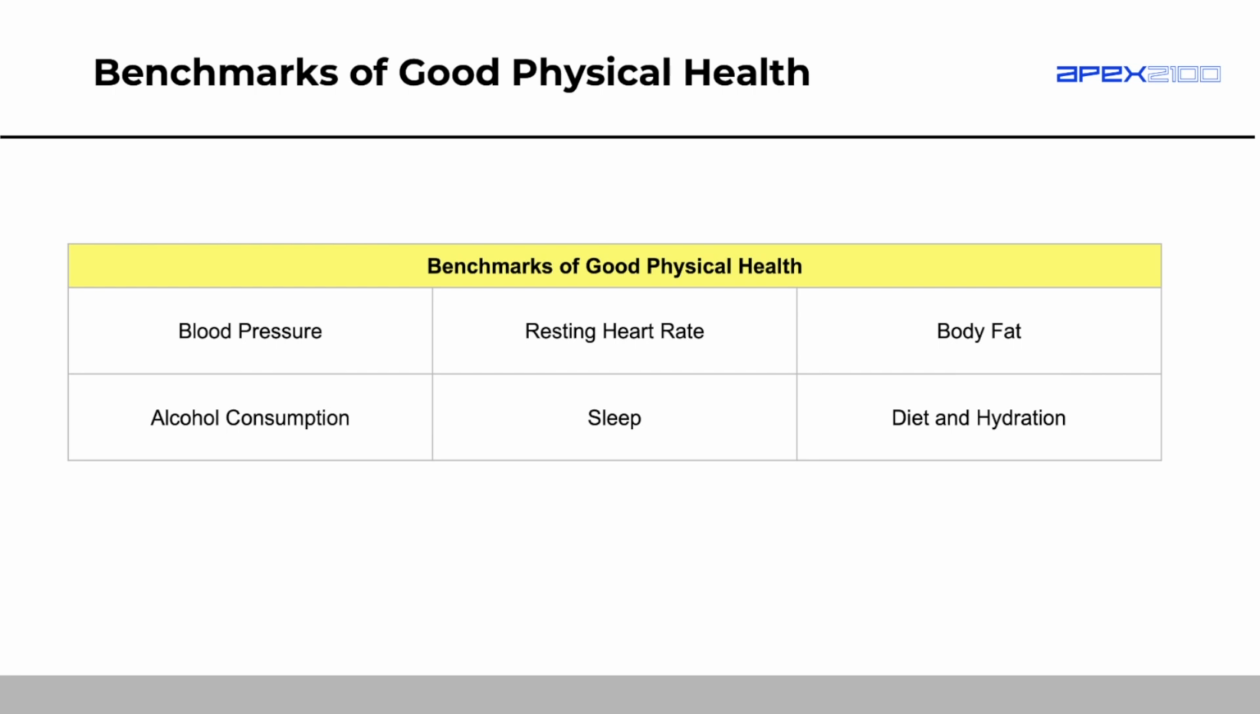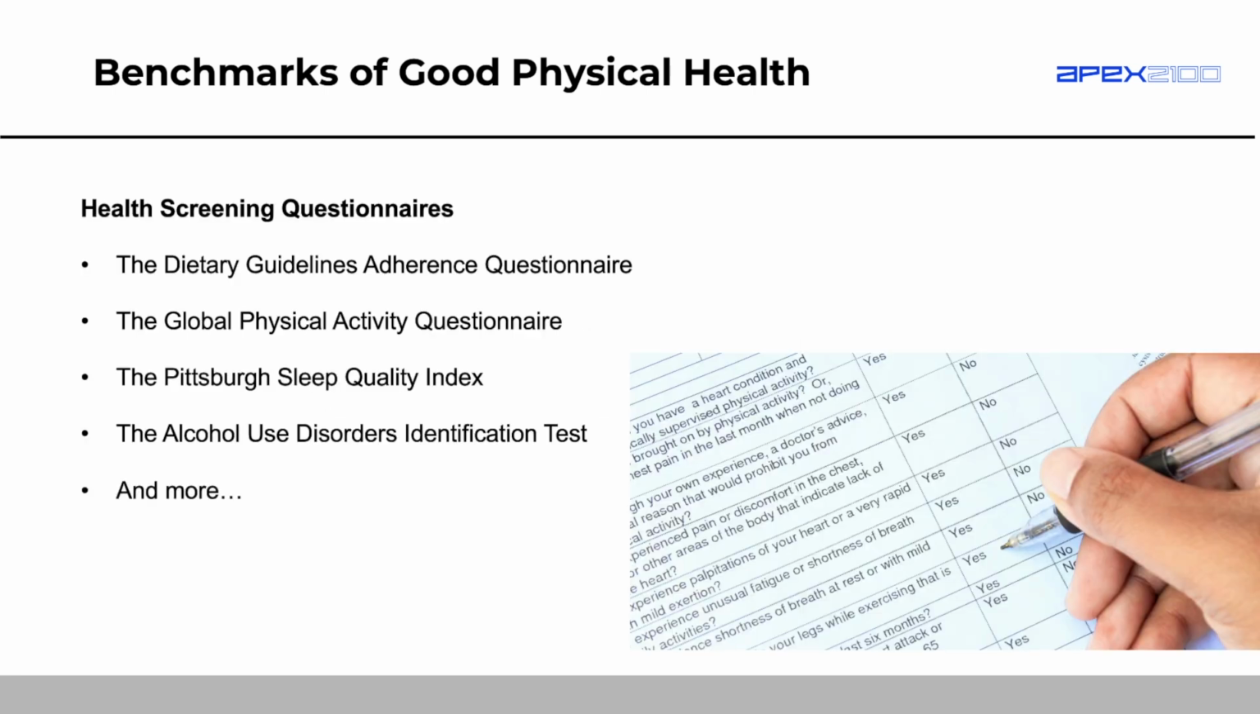So there's our benchmarks of good physical health, things that we can measure, see if we meet or if we don't meet, and sort of determine if our health is on track. Now, in terms of health screening questionnaires, this is the next thing we're going to be looking at. There's so many different health screening questionnaires. You can find them all on Google. And these questionnaires, you sort of tick boxes and answer questions. And at the end, it gives you some sort of result as to your health within that specific benchmark.